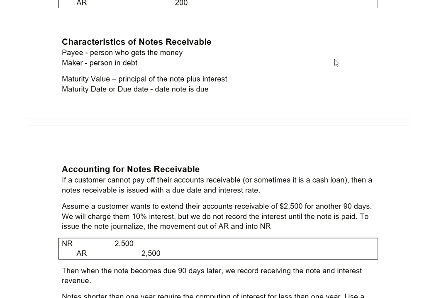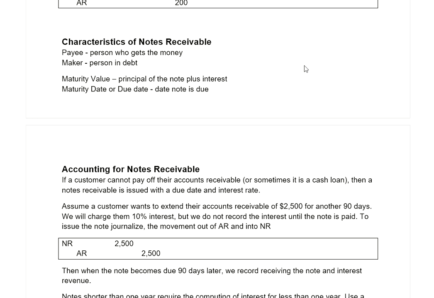Just like if you don't pay your utility bill off by the due date, it becomes a notes receivable to the utility company, and they will charge you interest. That will be interest revenue to them. In a later chapter, we will deal with notes payable.